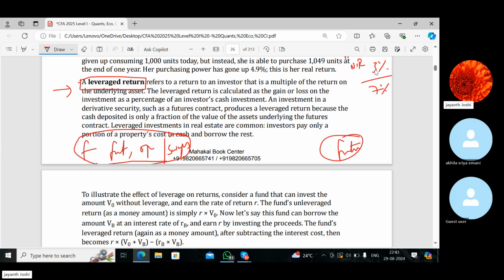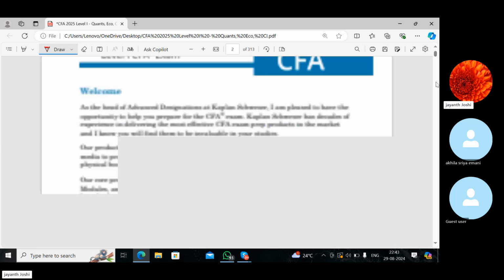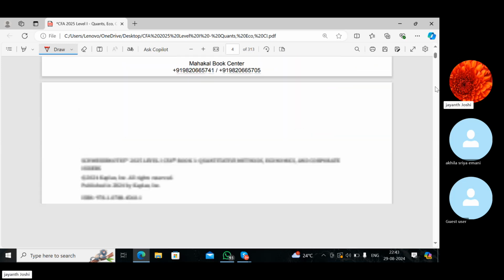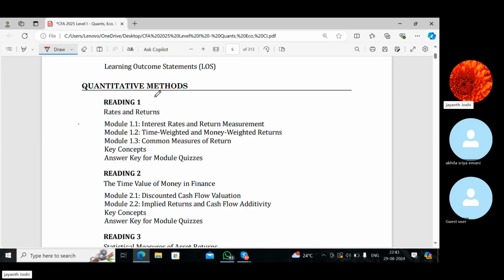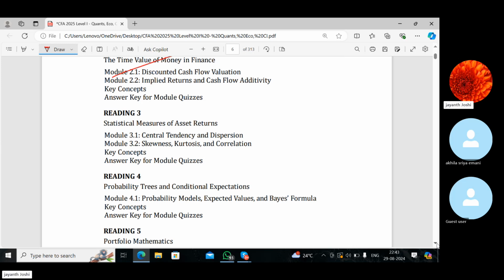So only two topics in this entire chapter we need to discuss: one is the money weighted returns, and one is leverage returns. I will remember, because without basics you'll struggle. Let me see what chapter we need to take. This is leftover, and leverage returns. Then we will go for statistical measures of asset returns. Next chapter we'll do this one first.